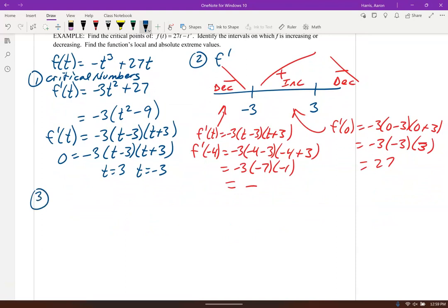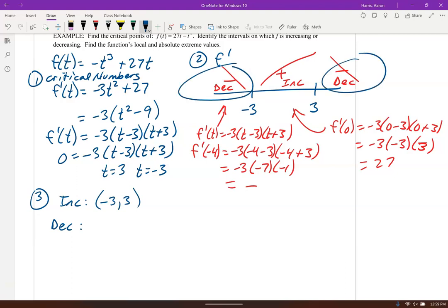So where are we increasing? It's just on the interval between -3 and 3; that is the only spot where we're increasing. Where are we decreasing? From negative infinity up to negative 3, and from 3 on to infinity.